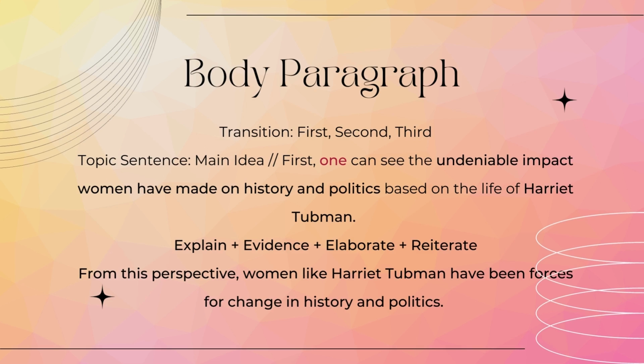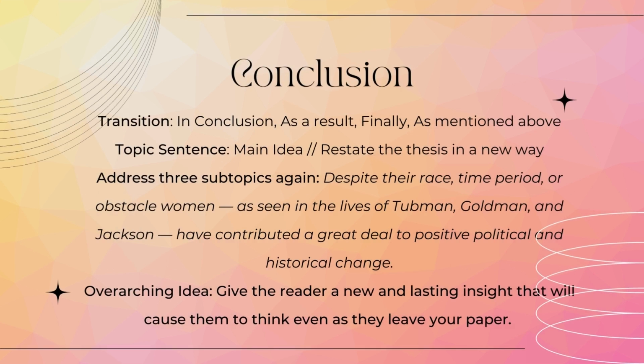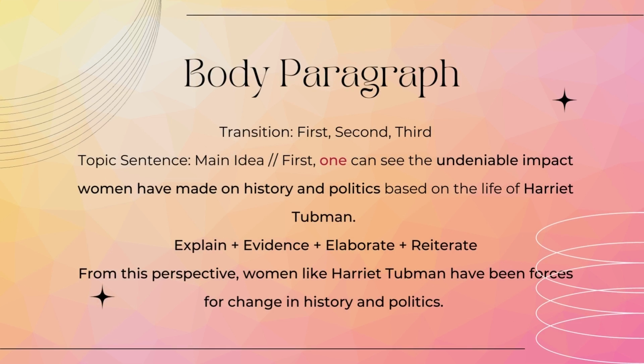And so when we reiterate, we have to come back full circle and restate our purpose, restate our idea. Here's an example. From this perspective, women like Harriet Tubman have been forces for change in history and politics. So again, they reiterate the main idea and make sure that they've supplemented the initial thesis in the intro paragraph with this reiteration so that the person can stay on track with the main point. So why mention Harriet Tubman? Once again, because Harriet Tubman, like many other women, have been forces for change in history and politics. So that's typically how every body paragraph should go. And then you have your conclusion, okay? So each body paragraph should look something like this in terms of structure.